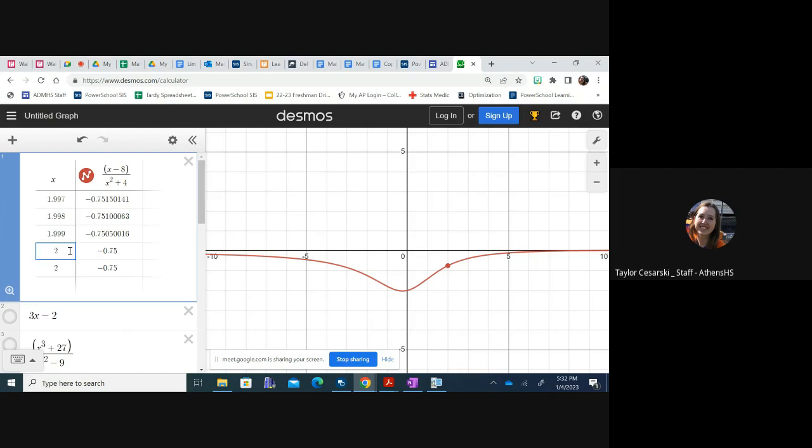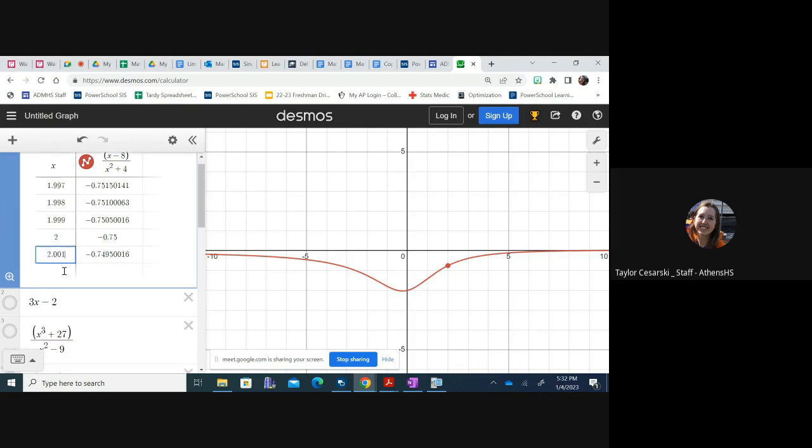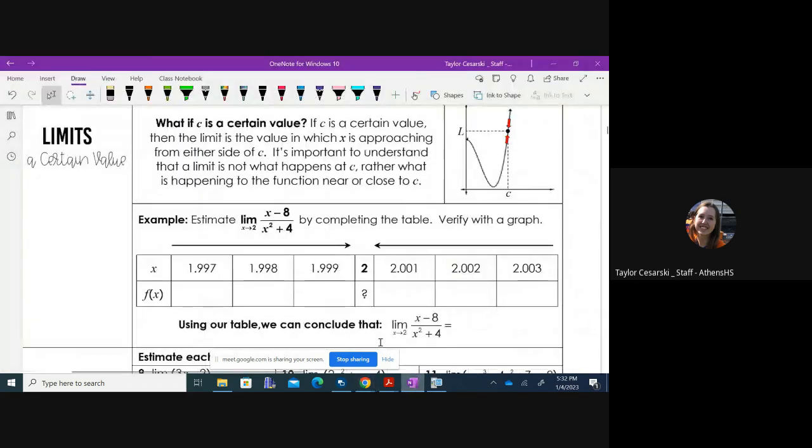So at this point, you could type in the exact value. Sometimes that value won't exist, though. There may be a hole there. So let's see from the other side what's happening. 2.001, 2.002, 2.003. And notice again, it's getting closer and closer to that -0.75. We'll talk about this later, but that 2 doesn't necessarily have to equal that, but it's approaching that value from both sides. In this case, it does equal -0.75.